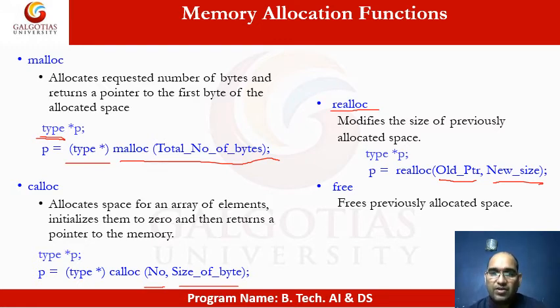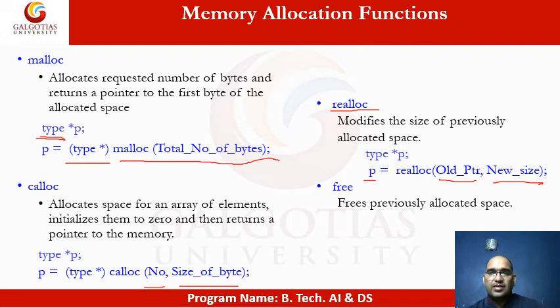So what we will do simply is, suppose the previous memory allocation was made using the pointer p. For that, we will write here p, and the new size is 50, so we will write 50 here. What will happen is that for that pointer p, 50 new spaces will be created, and all the previous data which was in the old pointer will be shifted to this.